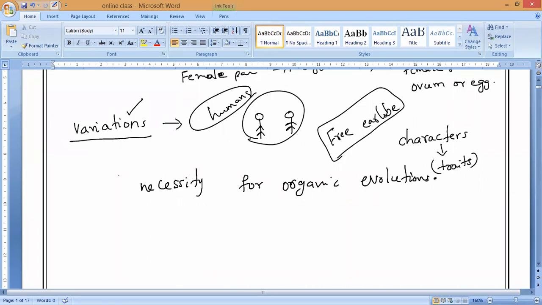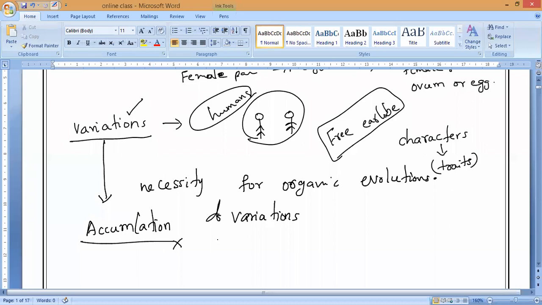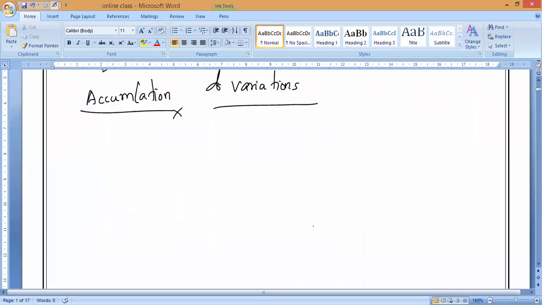After these variations, we studied the concept called accumulation of variations. What do you mean by accumulation of variations, guys? Anybody, can anyone say? Even with the example I explained, once again I will say so you can understand.